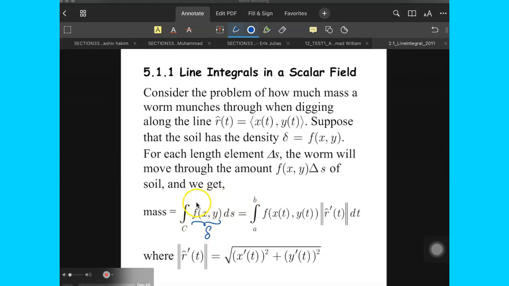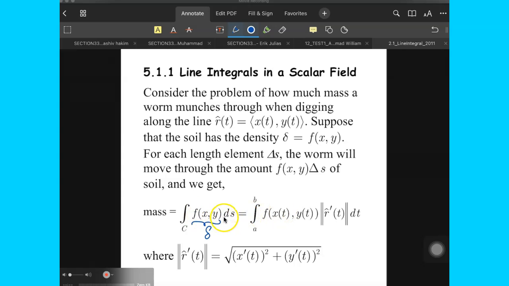So this one is actually line integral. From this line integral, we can determine the mass of the worm munching through the curve given. So the curve is a line on a 3D system or on a 2D system, depending on whatever integrand that you have. If there is only x and y, we know that the function is only about x and y, about 2D. But if there is x, y, and z, then it is 3D.